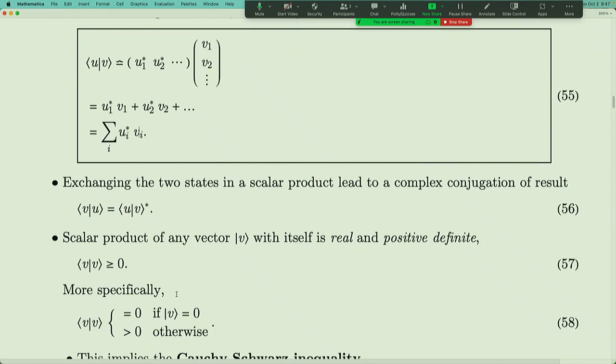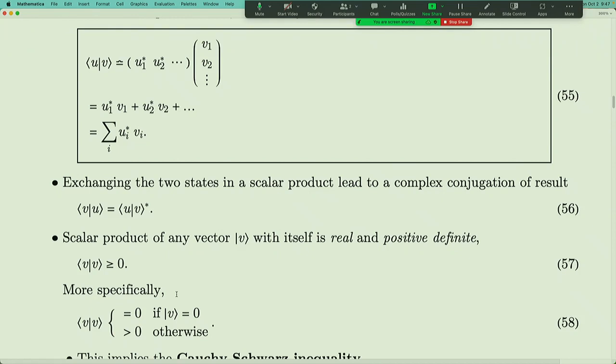For example, if you interchange U and V, putting V there and U the other way, you can show that the star goes from U to V, right? V will get starred, but U will not. The result is basically the complex conjugate of this one, because if you take the complex conjugate of this complex number, the complex conjugate goes to every term in the summation. That's why the VU inner product is the UV inner product with a complex conjugation.